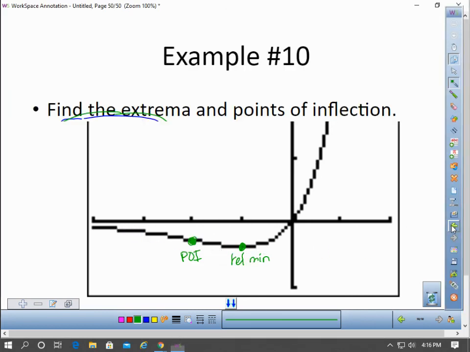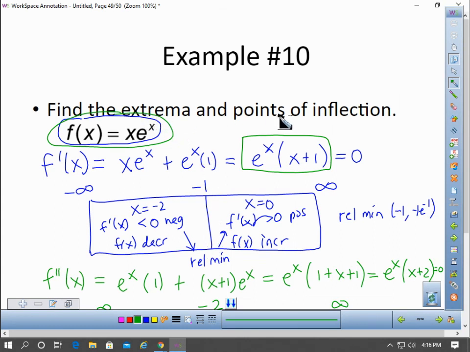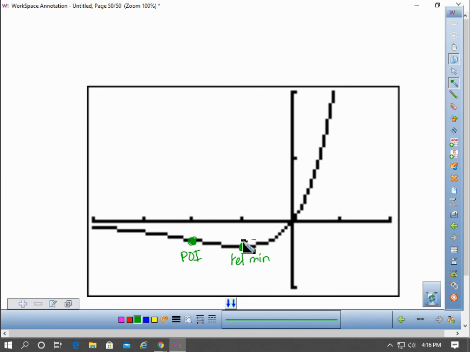So that's using your calculus to determine extrema and points of inflection, and then you can always sketch what the picture looks like because you can determine the concavity, you know if it's increasing or decreasing, you know where your relative mins are, and POIs.